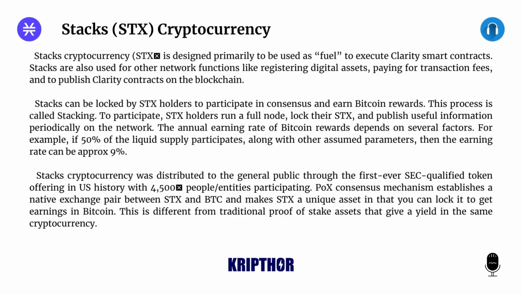To participate, STX holders run a full node, lock their STX, and publish useful information periodically on the network. The annual earning rate of Bitcoin rewards depends on several factors. For example, if 50% of the liquid supply participates, along with other assumed parameters, then the earning rate can be approx 9%. Stacks cryptocurrency was distributed to the general public through the first ever SEC-qualified token offering in US history, with 4,500 people and entities participating.